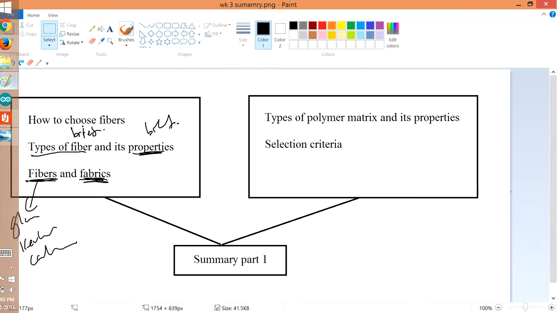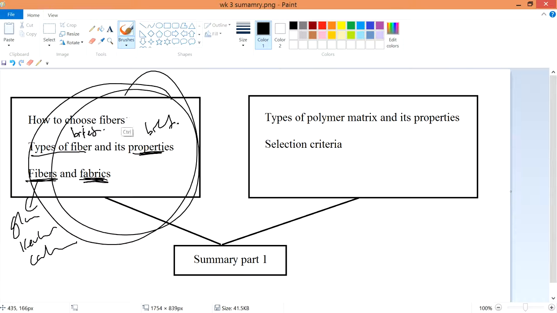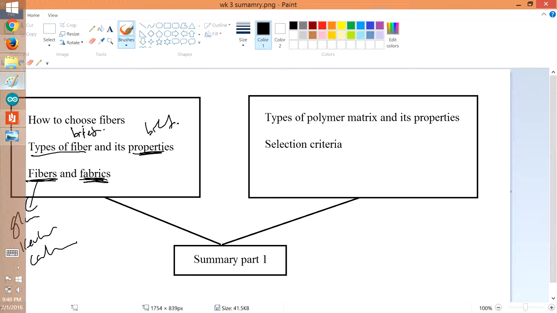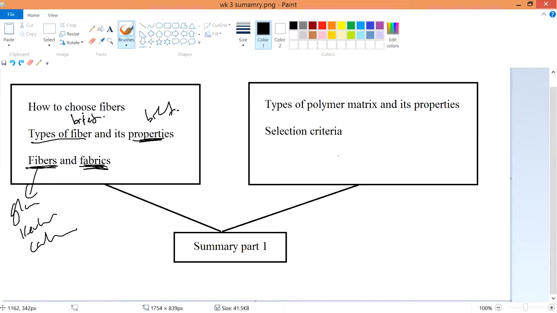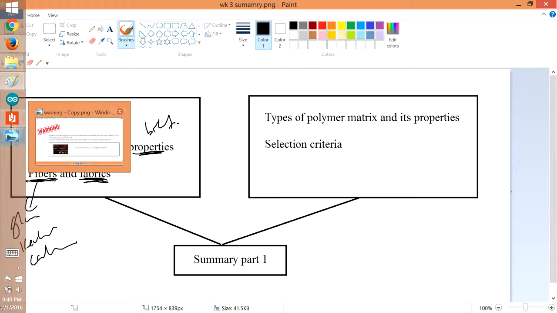And this gives us the end of how to choose a fiber and the fabrics itself. So later on we'll talk about the polymer and things like that. It's now 9:40, and some other day I'll do the polymer. So yeah.